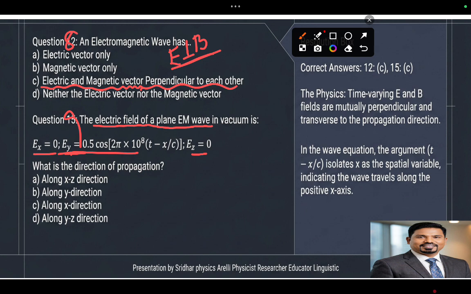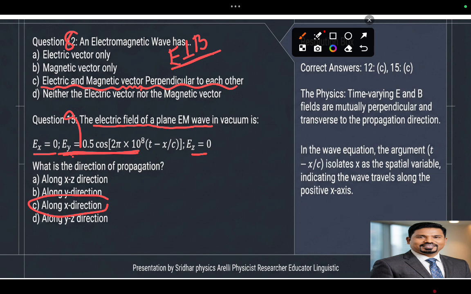So here this is Ey. So the electric field is in the y direction. What about the direction of propagation of the wave? Obviously that is the x direction.